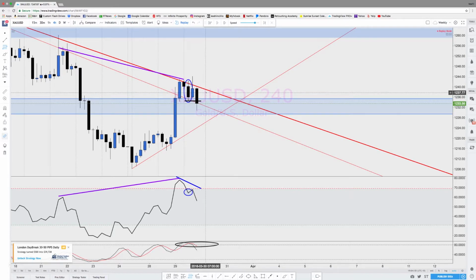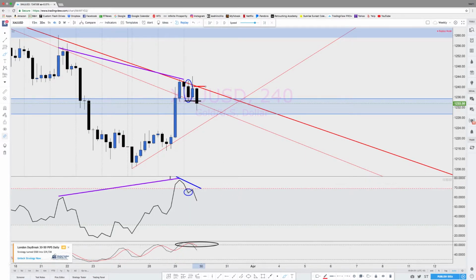Another thing I can do that I've been doing a lot lately, and that I really like, is to, instead of fibbing the whole swing, ask myself, what are the chances that price will retrace and actually take out the high of this current 4-hour candle?